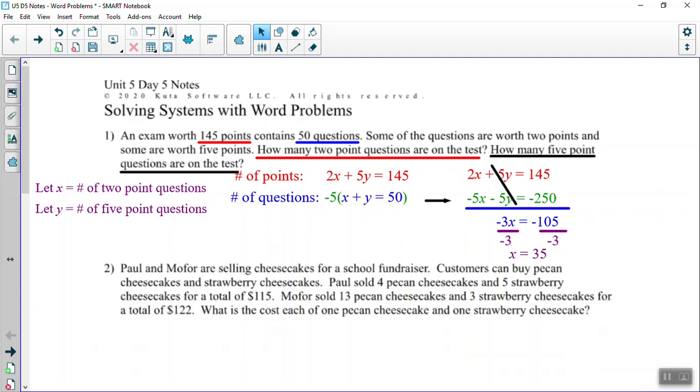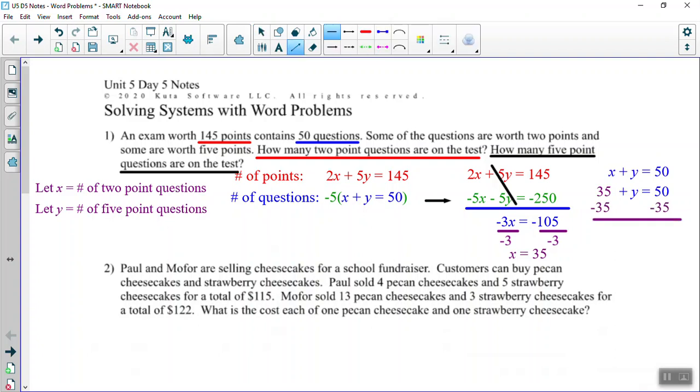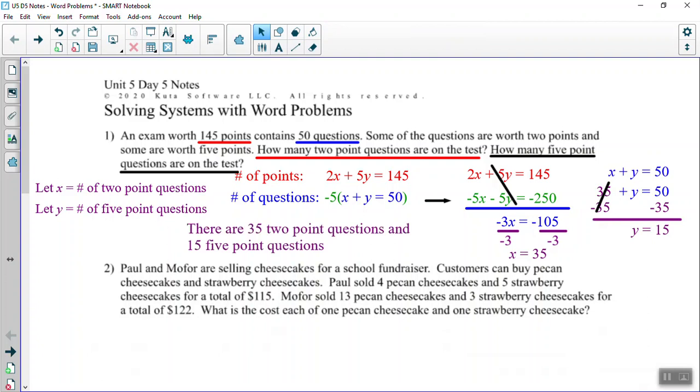All right, well, now that we know that, now we can take that, substitute it back into one of these two original equations. I'm just going to use the second one because it's easier. It's shorter. So we take that second equation. My x value is 35. Now I can go ahead and solve for y. My 35s cancel out. And we're left with y equals 15. So my final answers, there are 35 two-point questions and 15 five-point questions. And that's what we're trying to get to here.